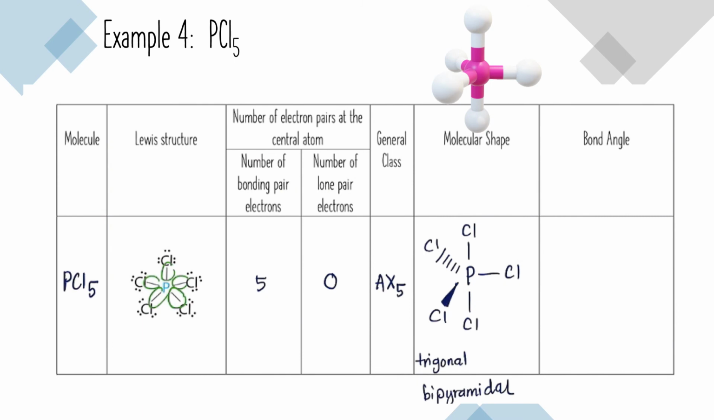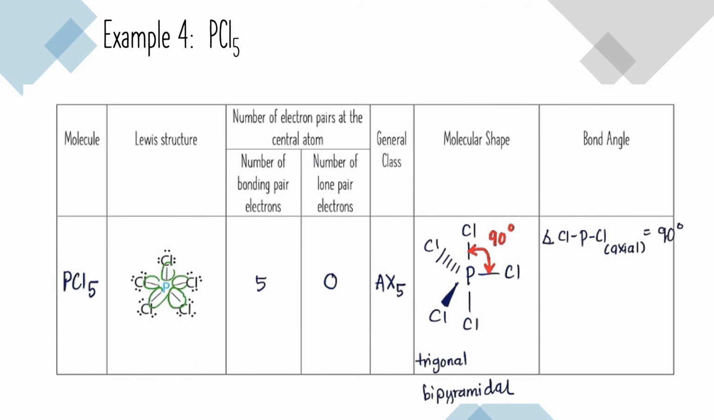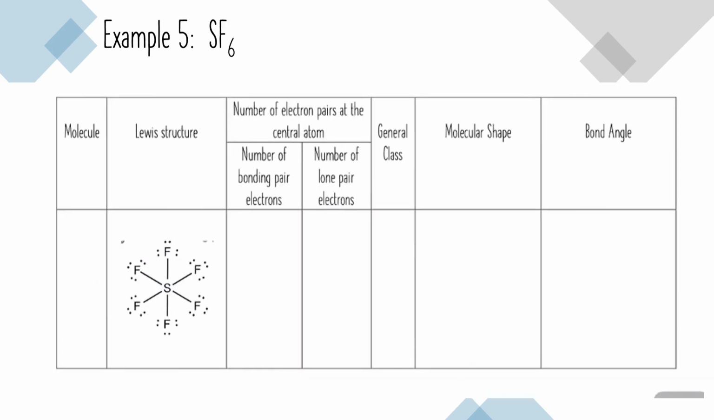So for this molecular shape, there are two bond angles. One is from this bonding pair to this bonding pair. They are located at 90 degrees to each other. So the bond angle for the first one is Cl-P-Cl located at the axial position, equal to 90 degrees. For the second one, between this bonding pair and this bonding pair, the bond angle is 120 degrees. So the next bond angle is Cl-P-Cl at the equatorial position, equal to 120 degrees.